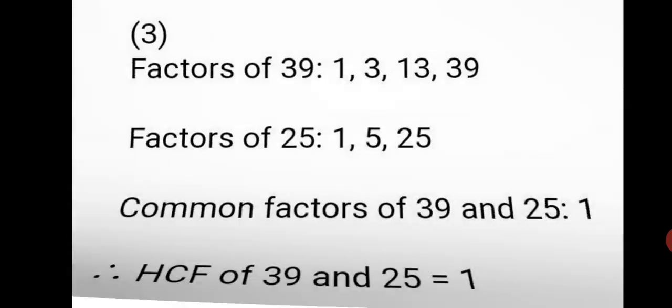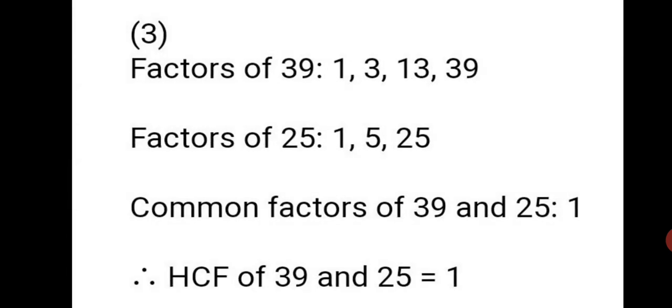So the third sum, factors of 39 are listed. 1, 3, 13, 39. Factors of 25, 1, 5, 25. Common factors of 39 and 25 is only 1. Therefore, HCF of 39 and 25 is equal to 1. When there are no more common factors, 1 will be the only common factor.